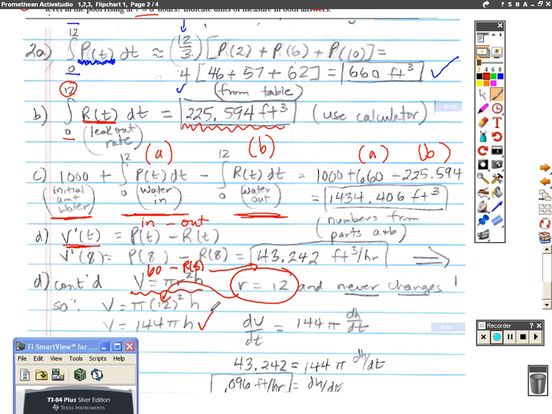So if I want to find the rate at which the level is rising, I take the derivative with respect to time, dV/dt. On the right-hand side, by the power rule, I get 144 pi dh/dt, which is what I'm looking for. I know from my work above that dV/dt is 43.242, and so now I'm just going to use simple algebra with my calculator to find dh/dt, and that is the rate at which the water level is rising.